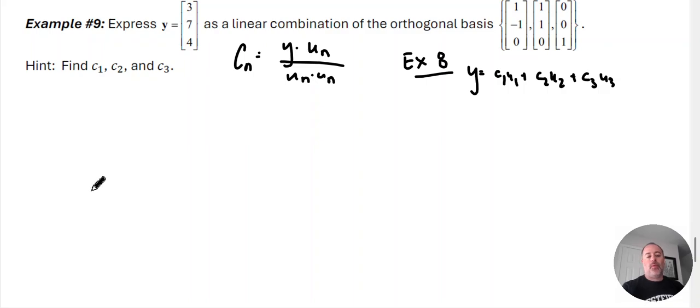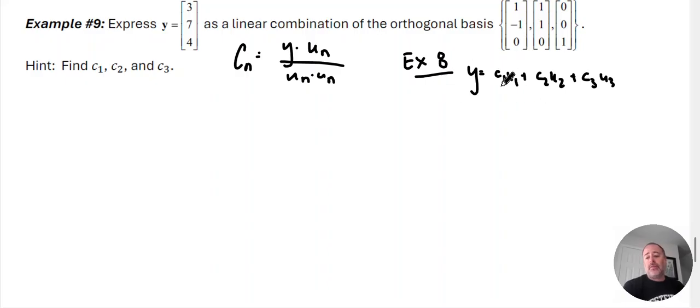Hey guys, welcome back. We are still working on 6.2 orthogonal sets, and we're now skipping example number 8 and going into example number 9. I do want to encourage you guys to look at example number 8, because the equation that we're going to use for this is that c sub n is equal to y dot u sub n over u sub n dot u sub n.